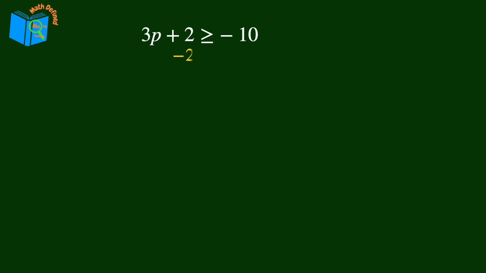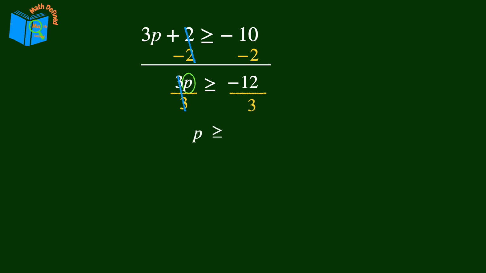We start by subtracting 2 from both sides. On the left side, the 2's cancel out, leaving 3p is greater than or equal to. On the right side, combining negative 10 and negative 2 results in negative 12. Next, to isolate the variable p, we divide both sides by 3. The 3's on the left cancel out, leaving p is greater than or equal to. On the right, negative 12 divided by positive 3 is negative 4. The solution is p is greater than or equal to negative 4.